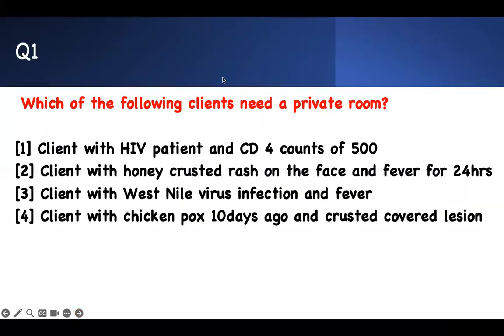First question, as usual, prioritization. You have to be sharp. Which of the following clients need a private room? A client with HIV and a CD4 count of 500. Bring your content. HIV patient, CD4 count of 500. This is a normal person, immunocompetent. At the same time, HIV is a standard precaution by CDC. Therefore, it does not need to be isolated. Don't worry about it.